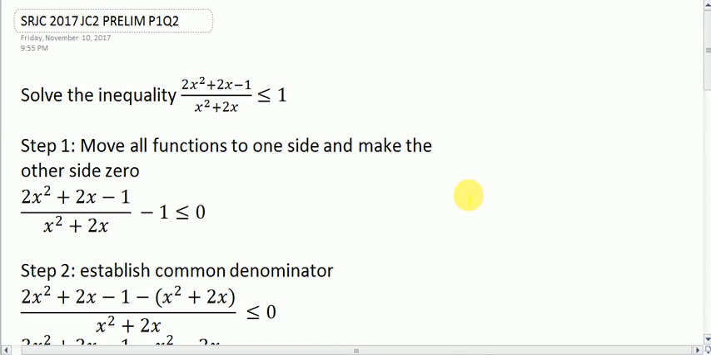Okay, so for this video, I'll be showing you how to solve an inequality question using the test point method, and also how to solve the hence part of an inequality question, which is usually the second part of the question. So for this video, I'll be showing the test point method.